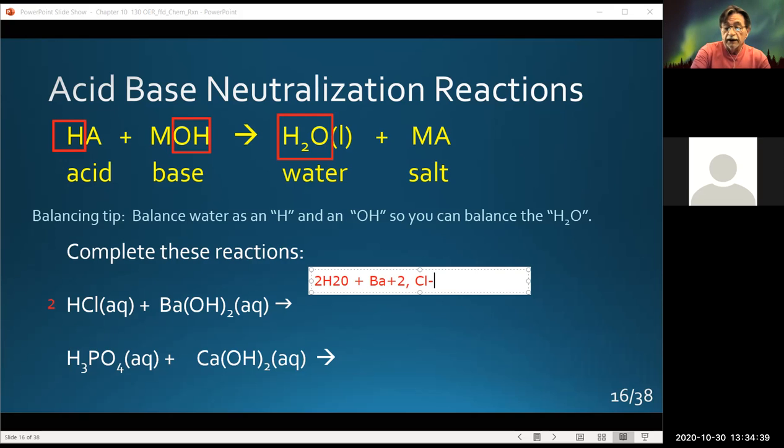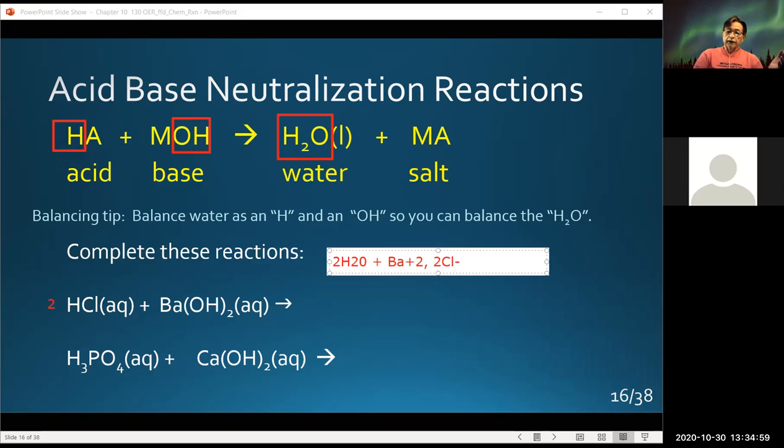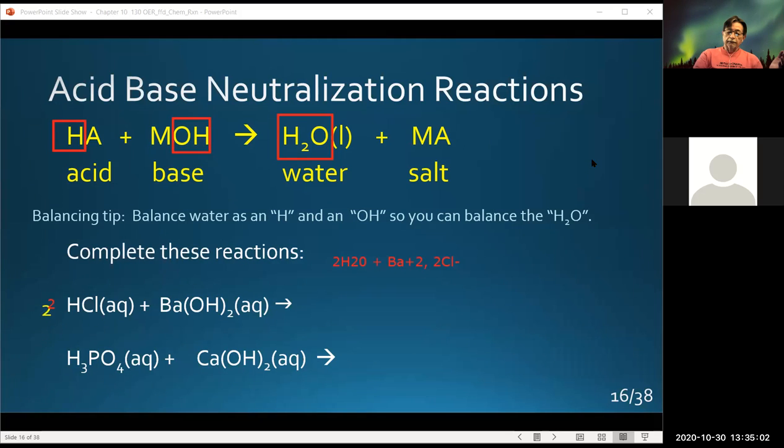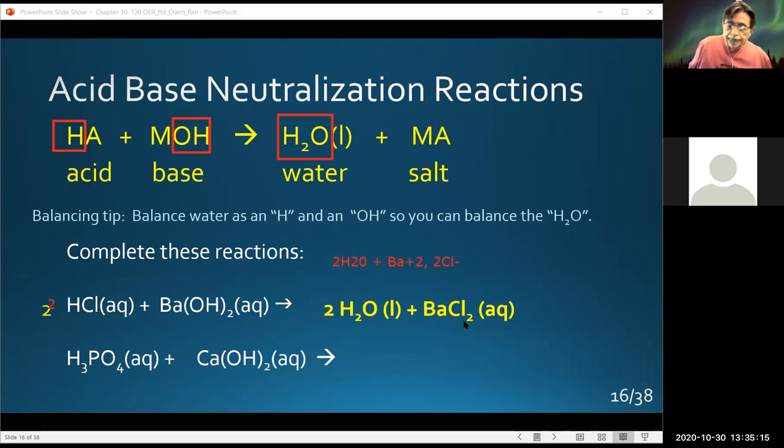Now, that means that I need 2 chlorides for each barium ion, right? It stands to reason. So the formula that I can put together will be simply barium Cl2, okay? And I put a 2 there for my protons, and I'm going to make 2 waters, and I'm going to make the formula BaCl2. Now, how do I know what to put AQ?